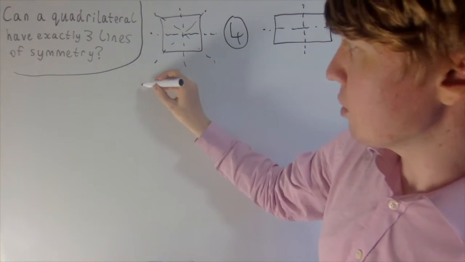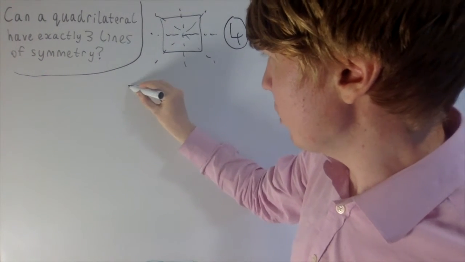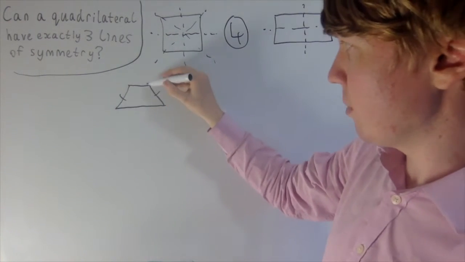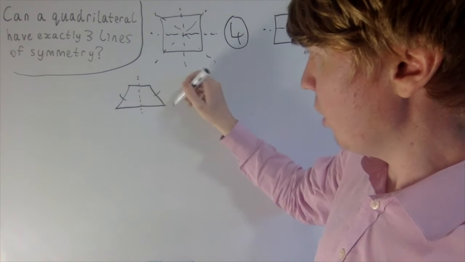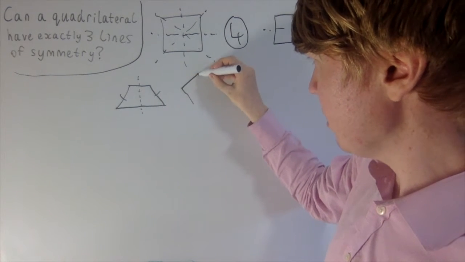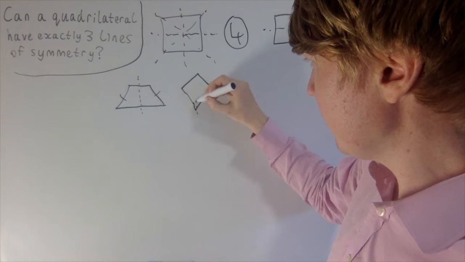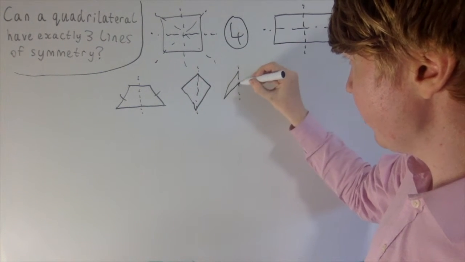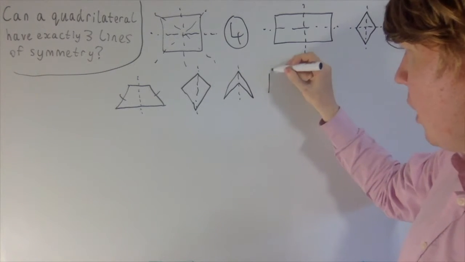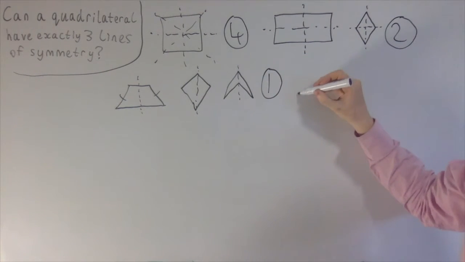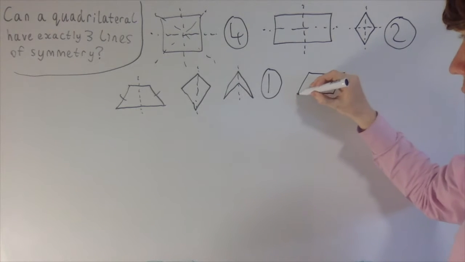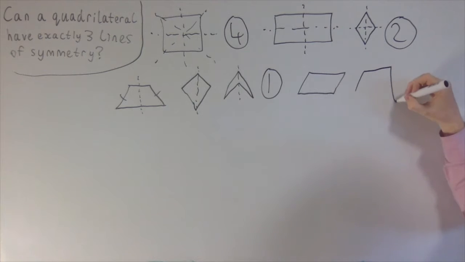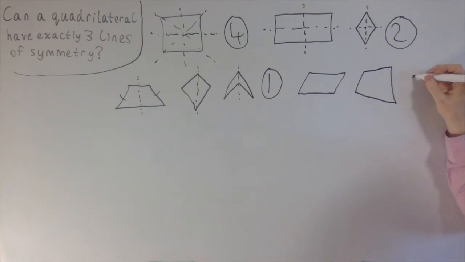You can also come up with examples of quadrilaterals that only have 1 line of symmetry. So for example, an isosceles trapezium, where these 2 sides are the same length. This has just the 1 line of symmetry, and so does a kite, whether it's convex or concave. And finally, you can also come up with lots of nice examples where your quadrilateral doesn't have any lines of symmetry, for example, a parallelogram, or just a strange one with no symmetry.